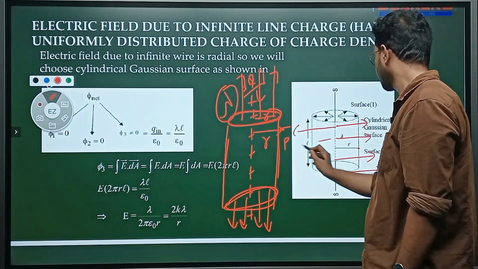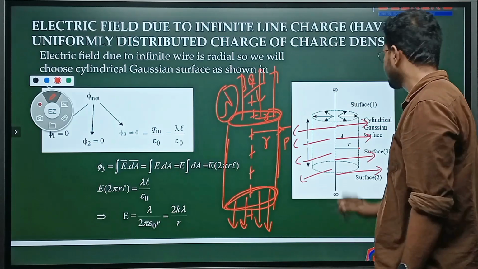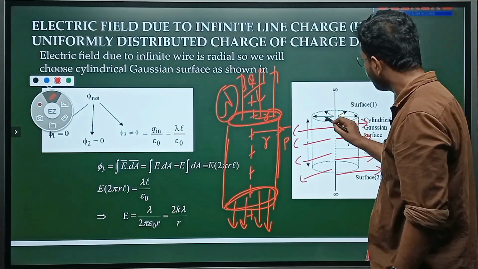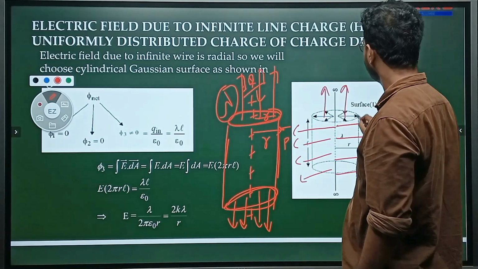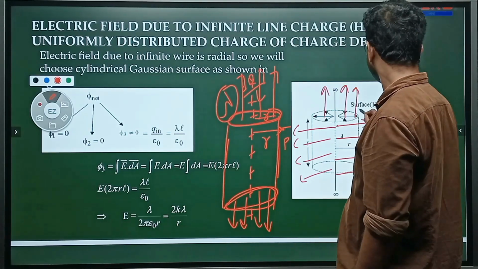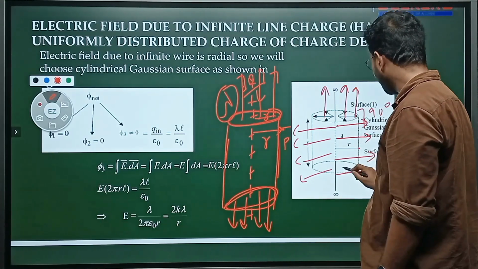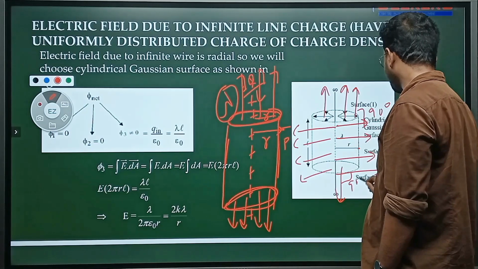Due to this also, in this direction. Got it? The area vector for this surface is perpendicular here. The angle between them is 90 degrees.